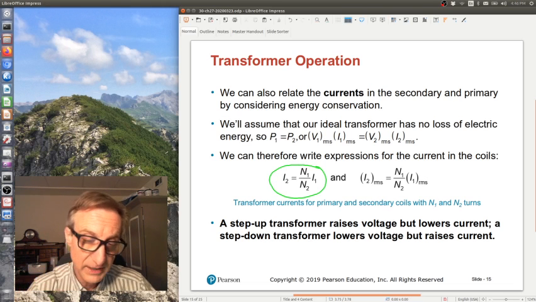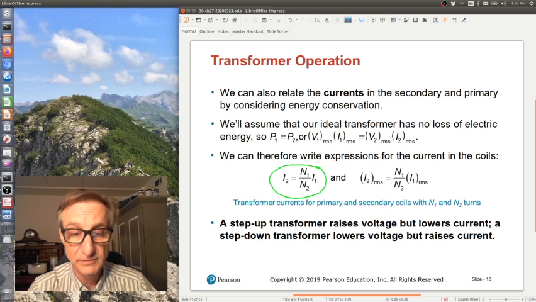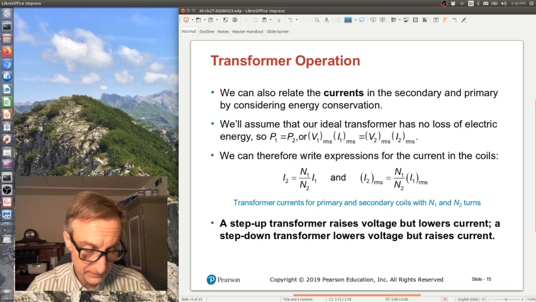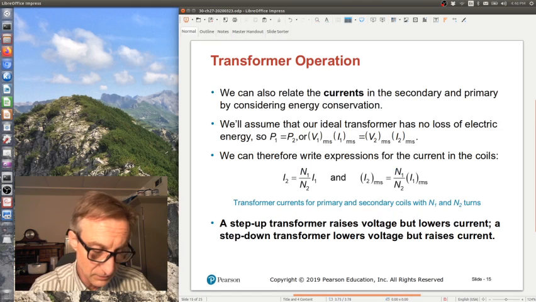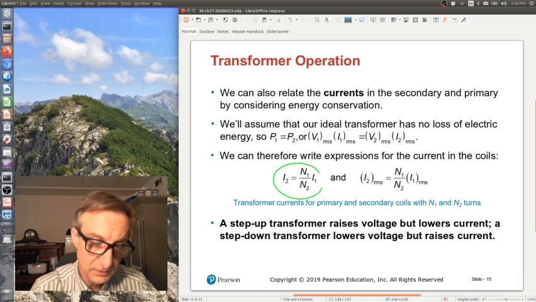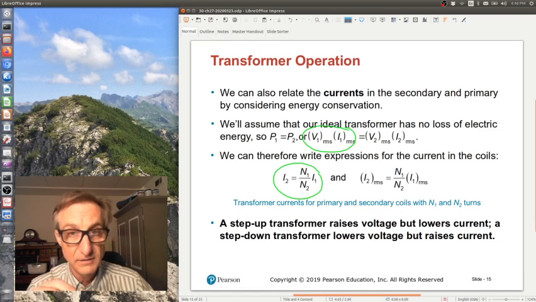Now notice the ratio of N's is reversed in this case. In the previous page, we saw that V2 was equal to N2 over N1 V1. So for V2, the N2 is on the top. For I2, the ratio is N1 over N2. Now that's not hard to see because if the power is constant, V times I is constant. If I raise V and it's still going to be constant, that means that I has to be lowered.